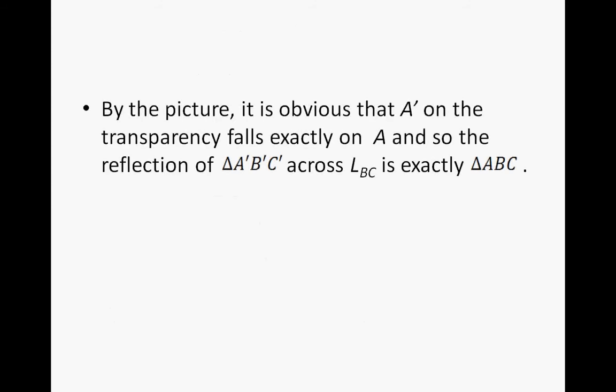So by the picture, it's obvious that A prime on the transparency falls exactly on A, and so the reflection of triangle A prime, B prime, C prime across line BC is exactly triangle ABC. So we've picked a point, we've picked angles, and we've picked rays, and they all map onto each other.